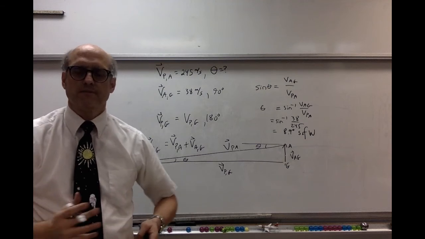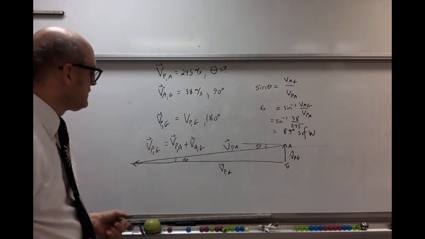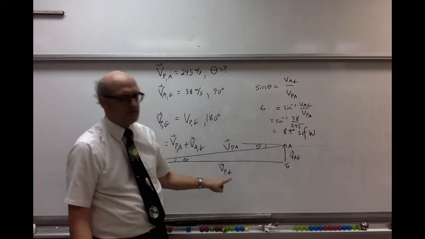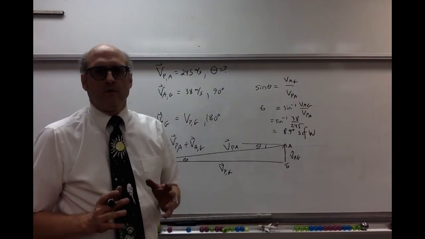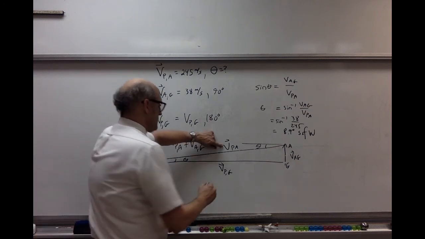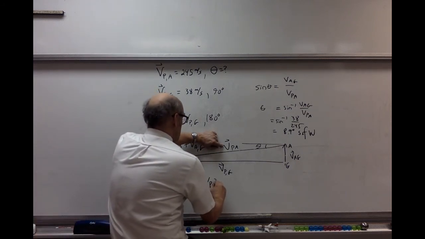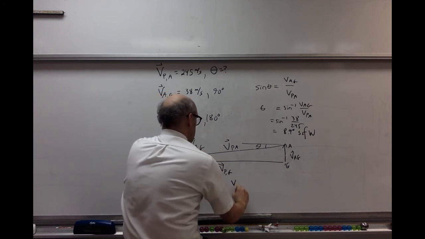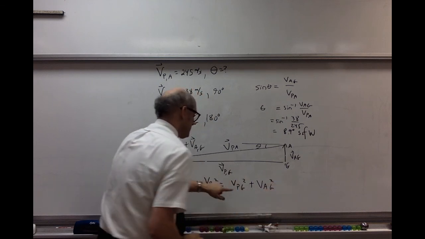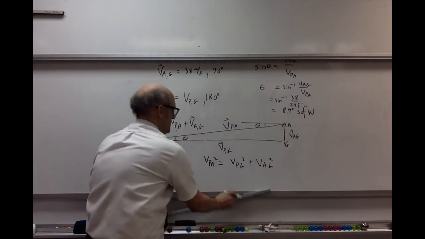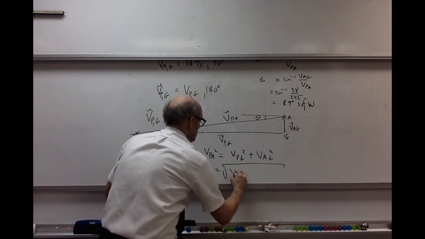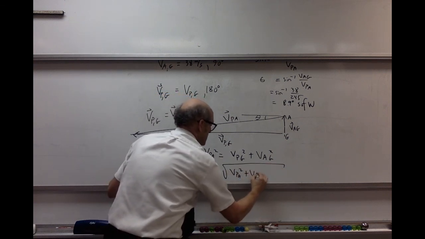Now, suppose we wanted to know the ground speed. Well, to get the ground speed, which would be the magnitude of the velocity of the plane relative to the ground, we would use the Pythagorean theorem. We could write that VPA squared is equal to VPG squared plus VAG squared. And then we would solve that for VPG. So VPG would be the square root of VPA squared minus VAG squared.